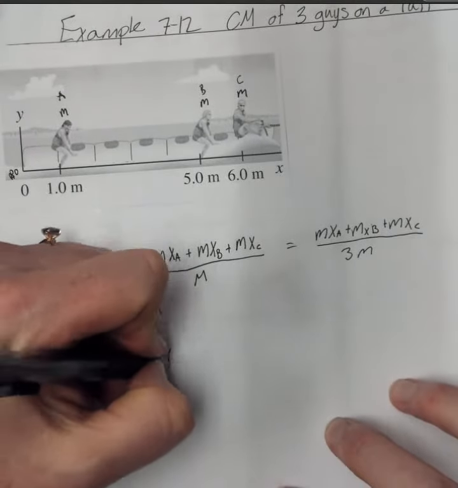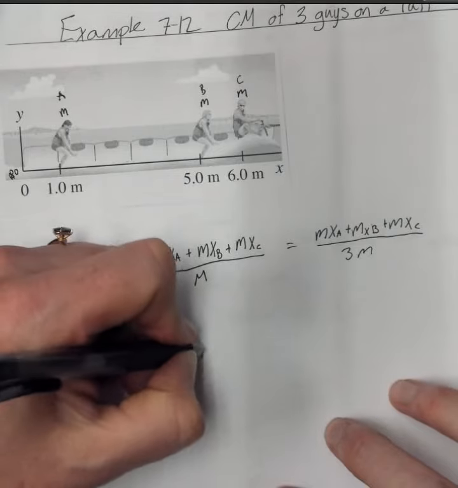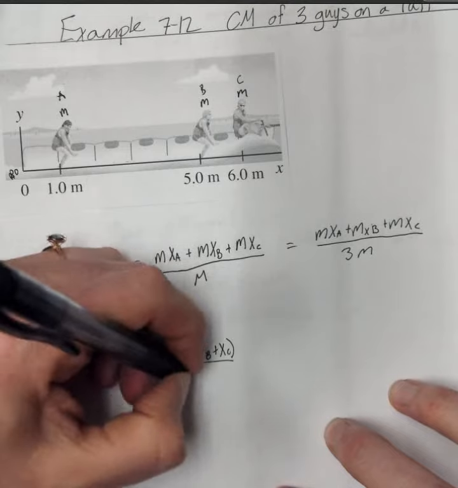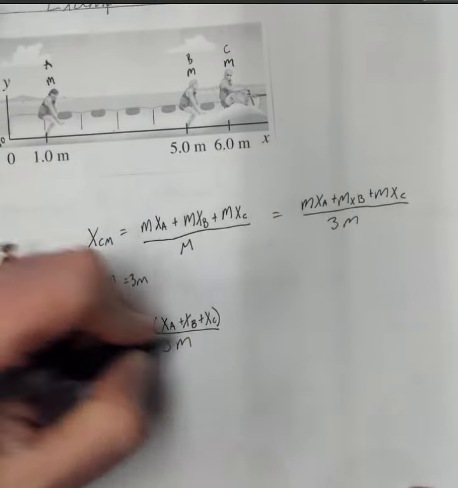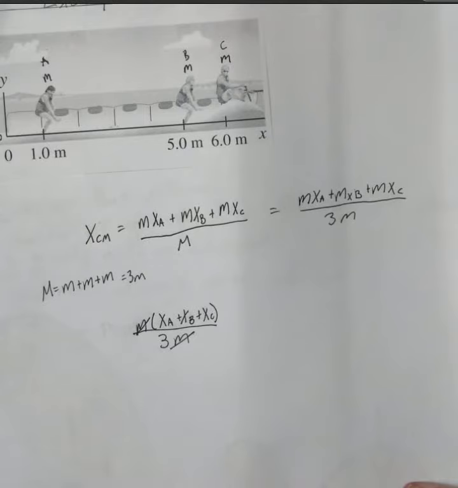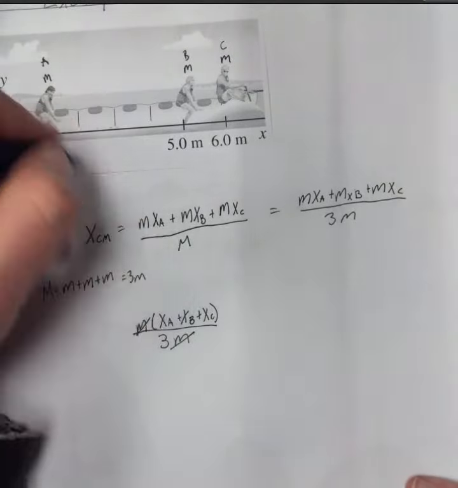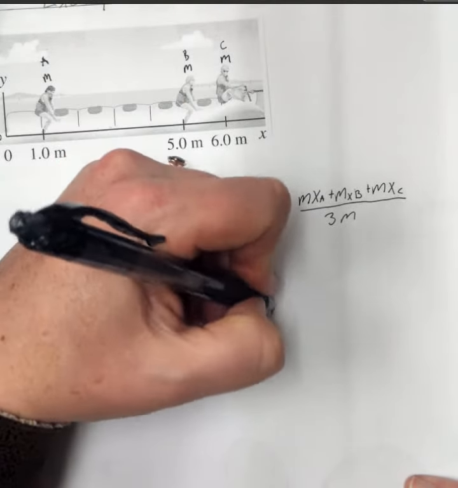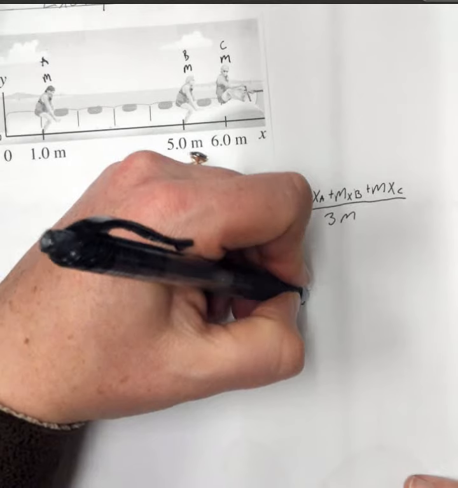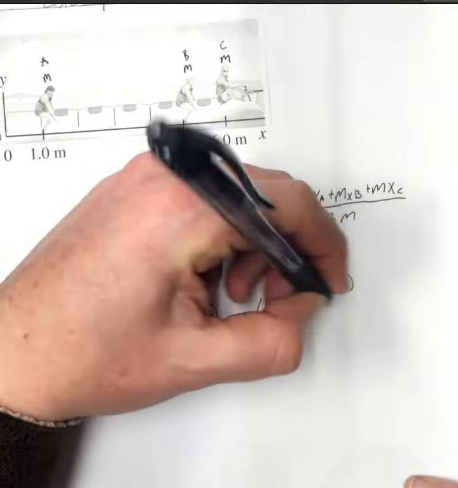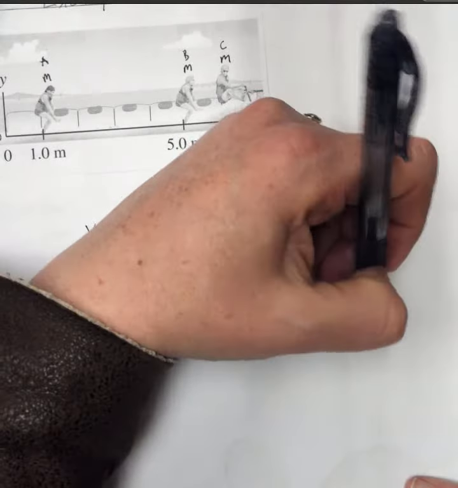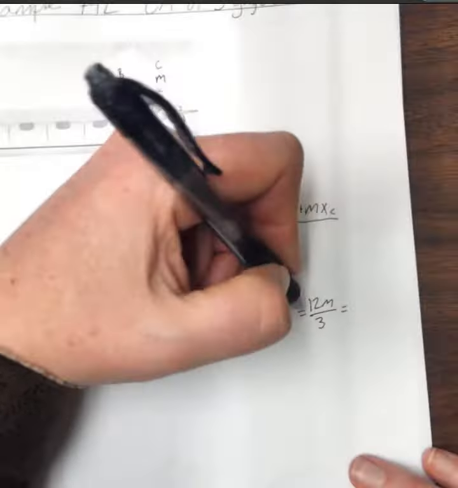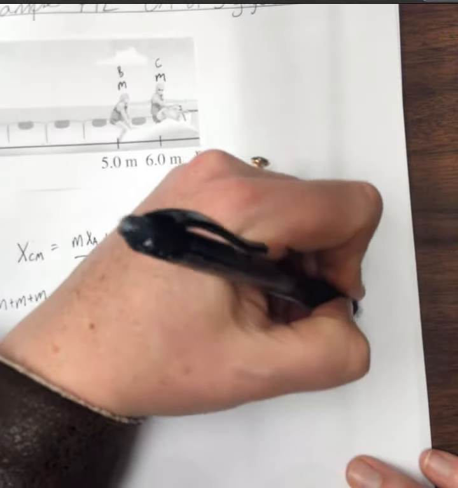We're going to pull out that m: XA plus XB plus XC all over 3m, and I can get rid of that m. Since they were all roughly the same mass, that's pretty convenient. Now I'm going to plug in my actual values. Here my actual values are 1 meter plus 5 meters plus 6 meters divided by 3. So 1 plus 5 plus 6 is 12 meters divided by 3. That means the center of mass is at 4 meters.